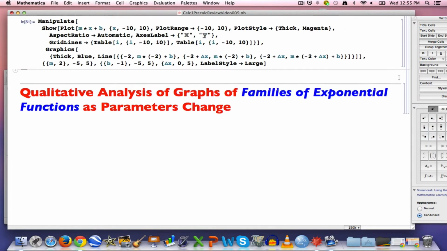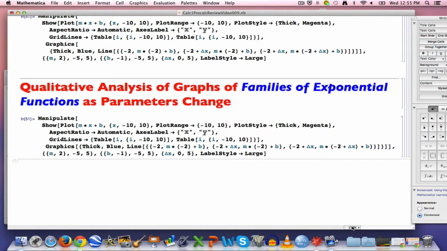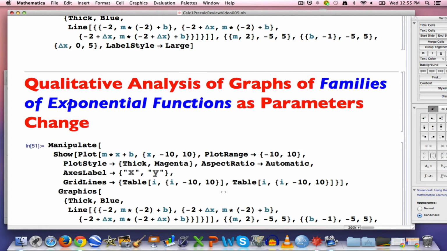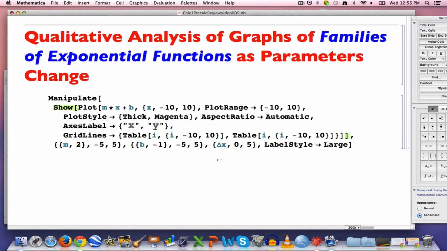Let's see what happens if we do a basic animation with exponential functions. I'm going to copy and paste this code and then modify it. You have to know what you're doing here to an extent. I'm going to get rid of the graphic stuff. Let's see, does this square bracket match with the show? Yes, it does. I'm also going to get rid of the delta x animation parameter. I'm going to change the m animation parameter to an a. I'll keep the b as a b, though I'm only going to allow it to be positive values.